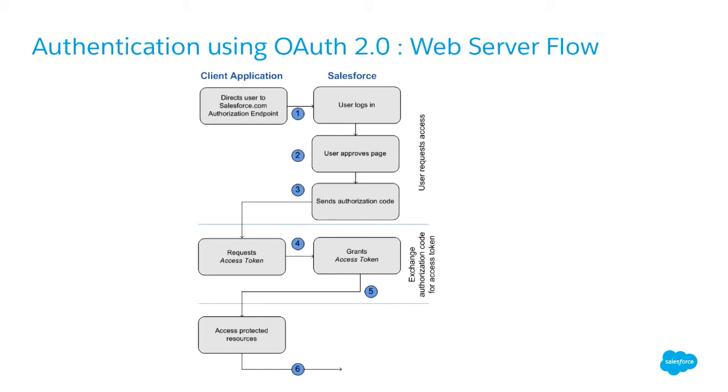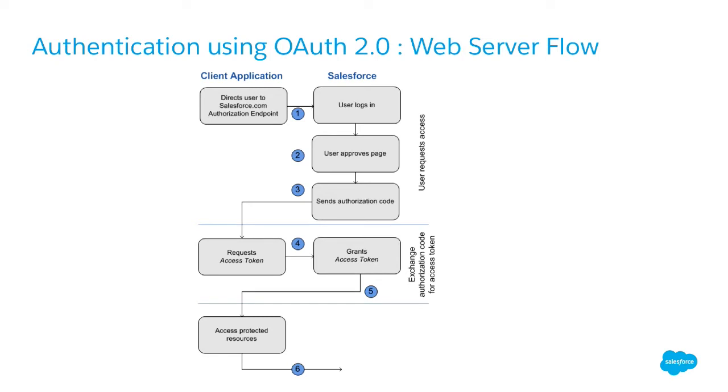Once the Salesforce endpoint authenticates, okay, this is a valid user, you will get an authorization code. Once you get the authorization code, you will use this code to make another call to Salesforce: hey, I got a code, please give me an access token. Then Salesforce will give you an access token and will also give you a refresh token, right?